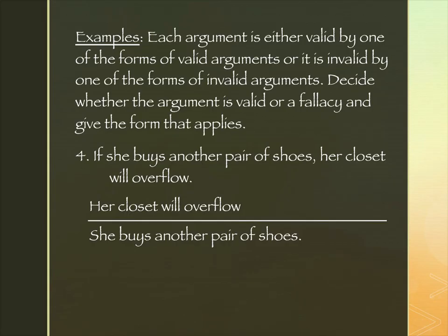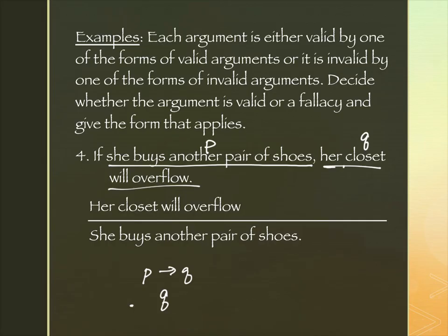The first one says, if she buys another pair of shoes, her closet will overflow. So she buys another pair of shoes would be one statement. Her closet overflows would be another statement. So this statement is P implies Q. Her closet will overflow. You need to make sure you get the right one. Is that P or is it Q? It is Q. And then I've got my therefore line. And then it says she buys another pair of shoes. That one is P or Q? P. Thank you.